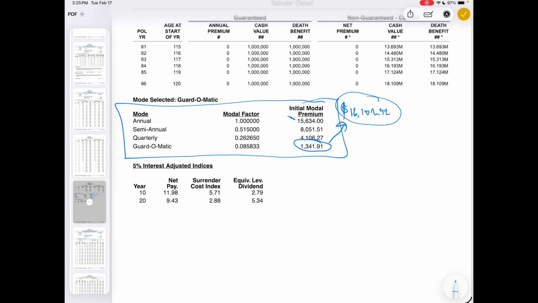Another disclosure that whole life policies have is the interest adjustment indices. So these are a way of quantifying the cost of carrying the policy expressed by the premiums paid, the death benefit achieved, and the cash value that will accumulate up to a certain point.